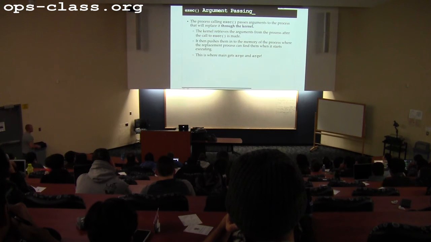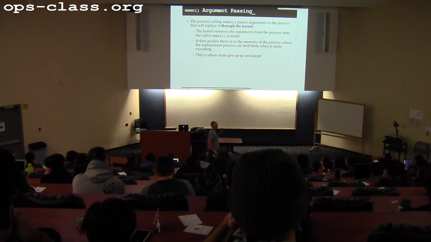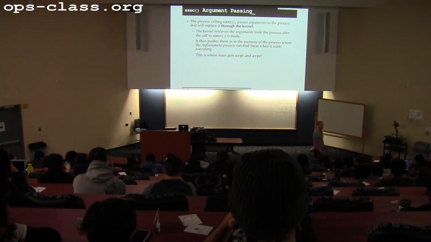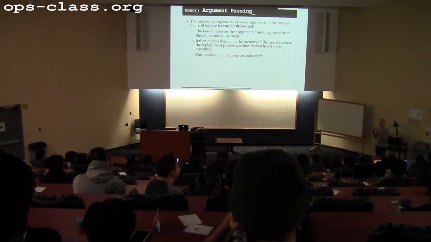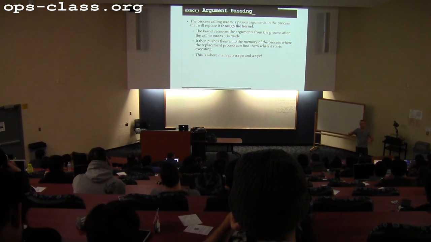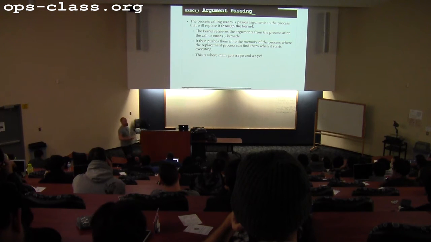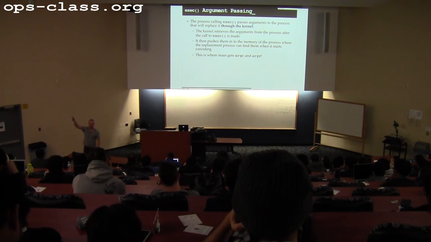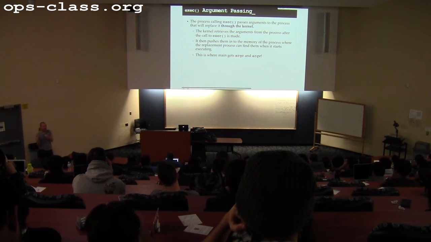So the process calling exec provides the path to the binary that it wants. But exec also allows the process that calls exec to pass arguments to the new process it's about to become. If I was going to run a program that had some arguments, I can provide arguments to that program. The tricky thing is the kernel, and this will be your job in assignment two, has to get those arguments out of the process that called exec, save them somewhere, completely replace the address space of the process that called exec with the new blueprint that I got from the ELF file, and then load those saved arguments in.